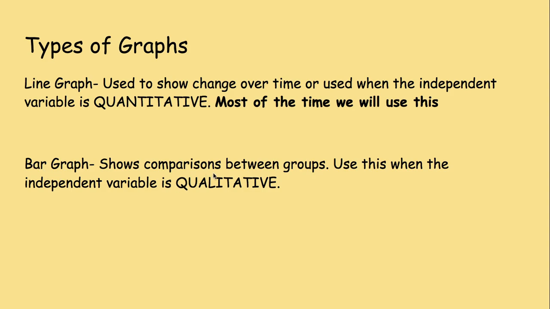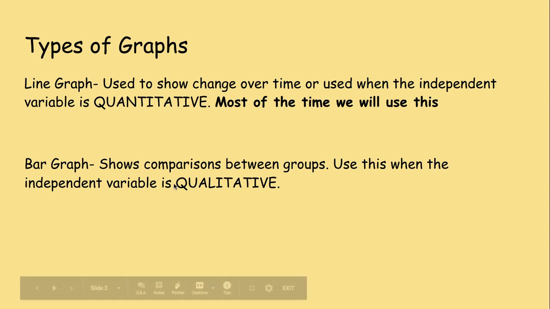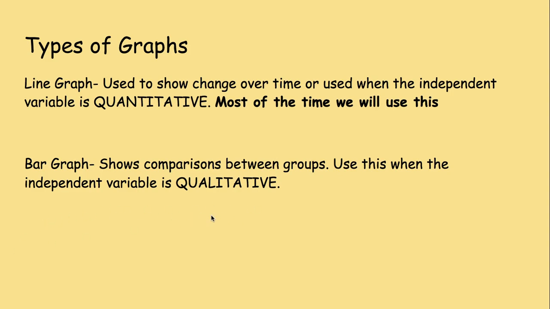With a bar graph, we're comparing groups. We'll use this when the independent variable is qualitative. Remember, qualitative are descriptions. So let's say I'm comparing the type of test compared to grades. A multiple choice test is one group. A short answer test is another group. A mixture between some multiple choice and some short answer is another. Those are not numbers, they're words. You would use a bar graph then.